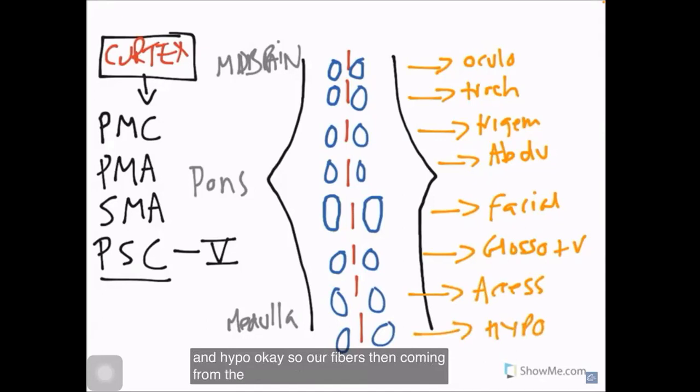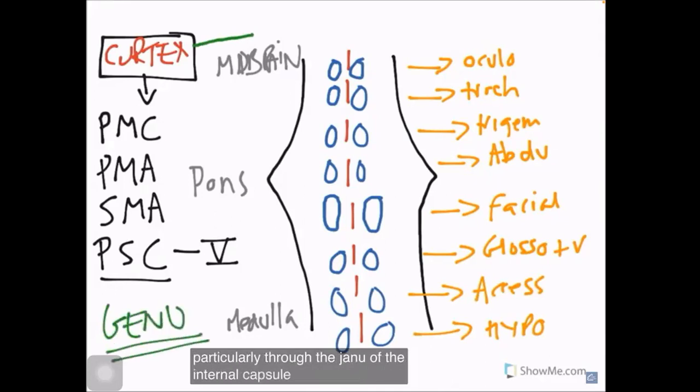Okay, so our fibres then coming from the cortex over here are going to travel through the internal capsule, particularly through the genu of the internal capsule. That's really important. Before that, they're going to pass through the corona radiata, and at this stage they're pretty much together with the corticospinal tract. As they travel through the internal capsule, while the corticospinal tract occupies the posterior limb of the internal capsule, the corticobulbar tract occupies the genu of the internal capsule, which is the bend, the kink in that boomerang-shaped area of white matter.